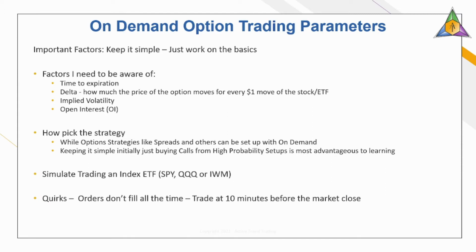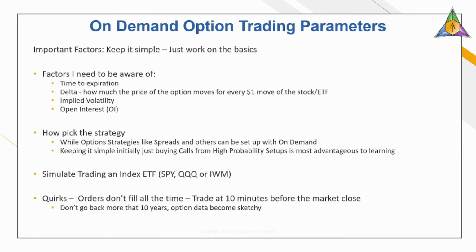The quirks in the system with on-demand is you just can't put an order in there and expect it to fill. It's really quirky. Sometimes that works, sometimes it doesn't work. And so what I've found, my workaround on that, is I look towards the last 10 minutes of the day to actually put my order in. And a lot of times it is a straight market order, although I will try to fudge and hedge in between the bid and ask. We'll show you how to do that here shortly.